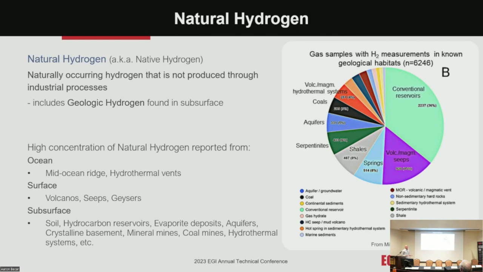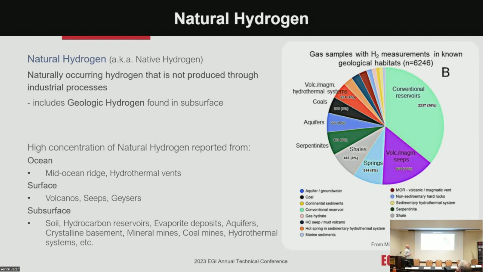So, okay, what is natural hydrogen? It is naturally occurring hydrogen, not produced through industrial processes. You also hear native hydrogen, which is more popular in Europe, I think, especially in France. And you also hear the term geologic hydrogen. This is more specific, and I kind of prefer it, because geologic hydrogen is hydrogen found in the subsurface, hydrogen that can accumulate in the subsurface. So this is relevant, really. This is the one we are interested in.